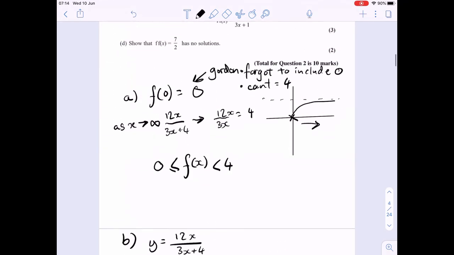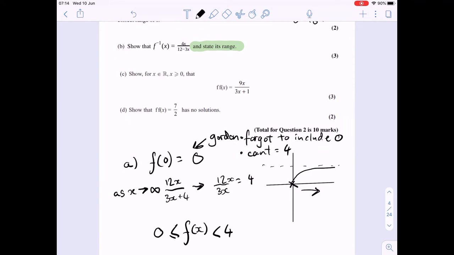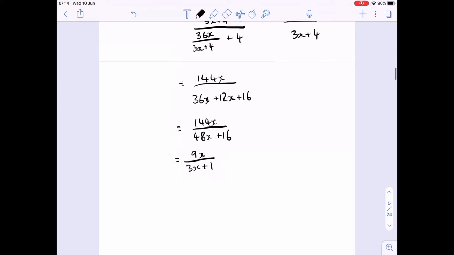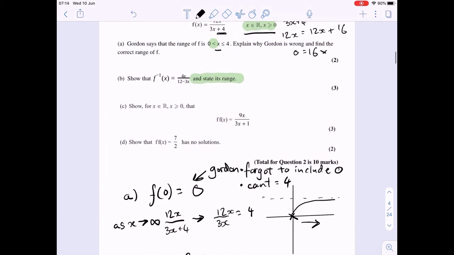Now what? Let's just have a look. What did it want us to show? It wanted us to show that this comes to 9x over 3x plus 1. Which would suggest that everything divides by 16 if this 16 becomes a 1. And if we look at it a bit more carefully, it does. So we can say this just simplifies down to 9x over 3x plus 1. Let's just make sure that there's nothing else I need to add in. No, that looks fine to me.